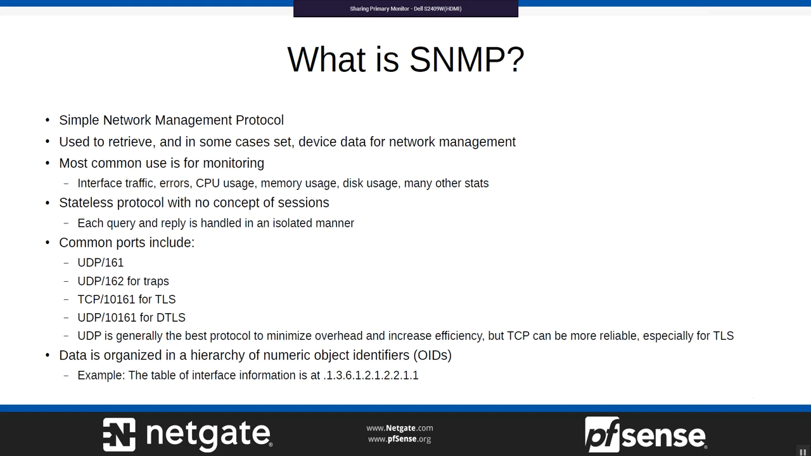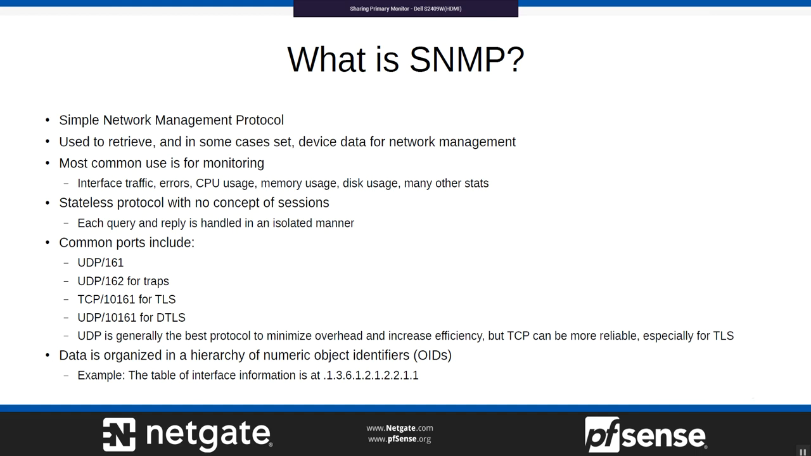Common ports it runs on: UDP 161. There's also UDP 162 for traps. We're not going to get into traps today. We don't really have the time for it, but that's something else to look out for. There's also TCP port 10161 for TLS, or encrypted communications, and UDP 10161 for DTLS, or datagram TLS.